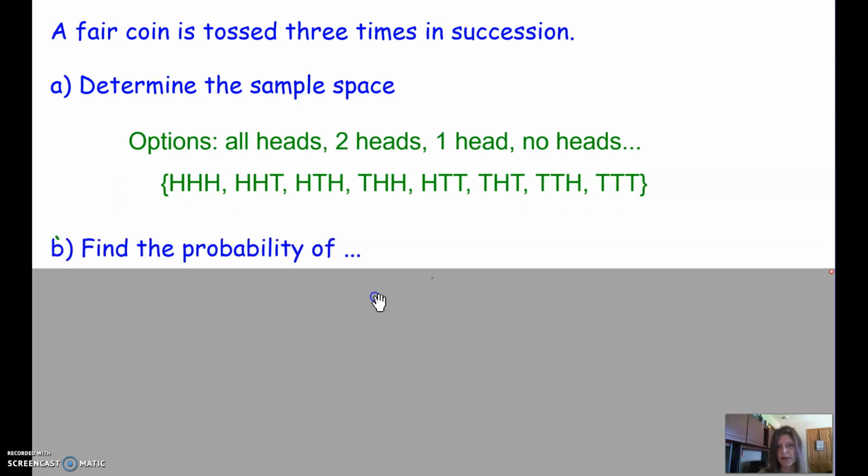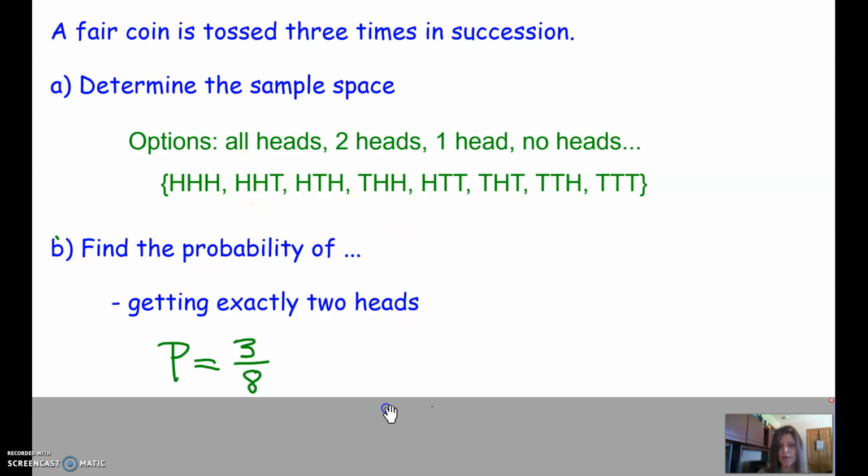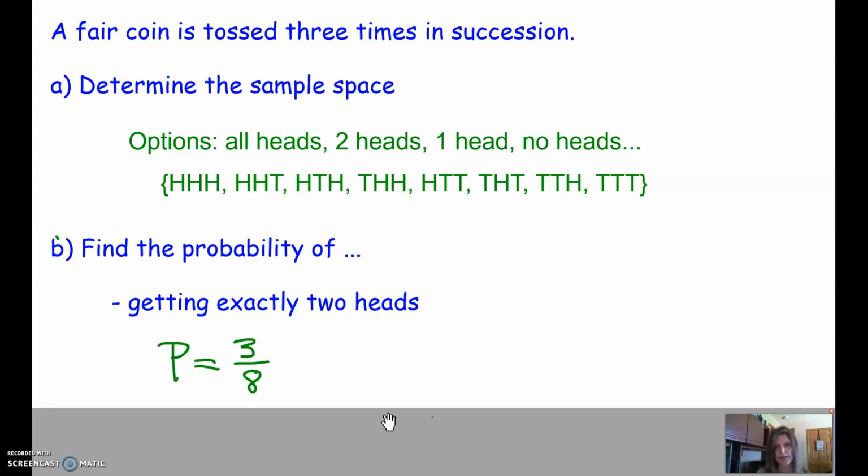Now let's start calculating them. All right, so we want to find the probability of getting exactly 2 heads. Those words matter. That means not less, not more, but precisely 2 heads. So there's 1, 2, 3 of those options. My probability would be 3 out of 8.